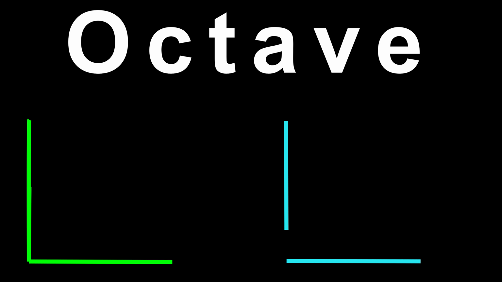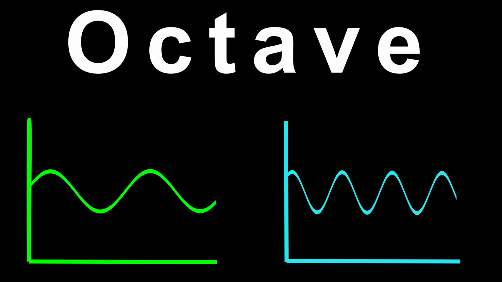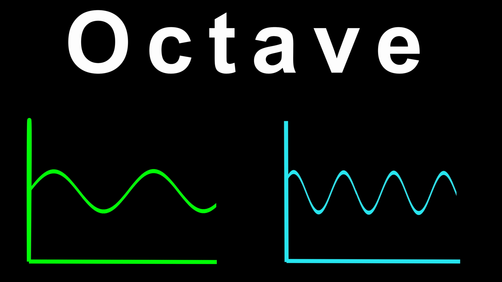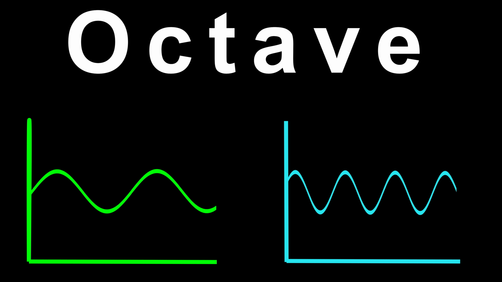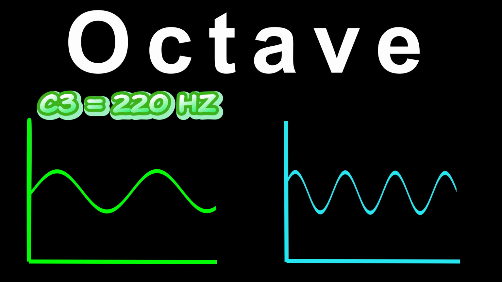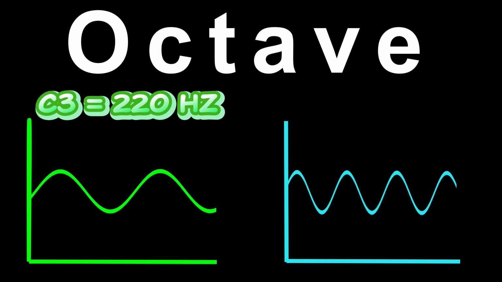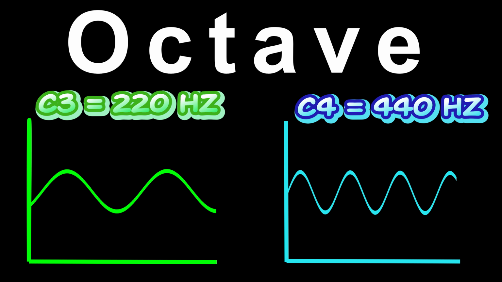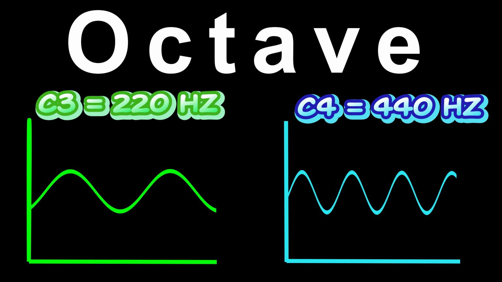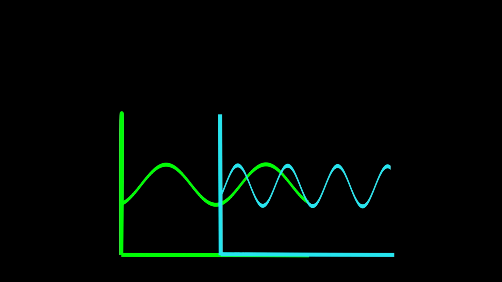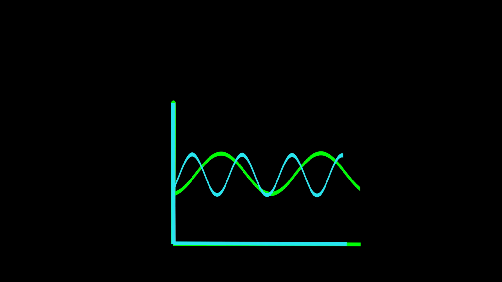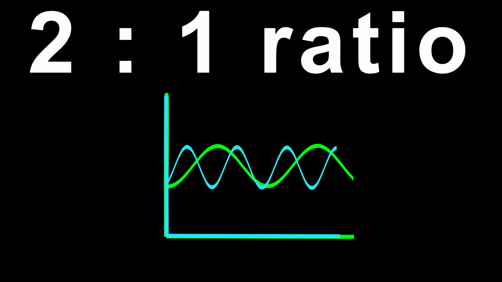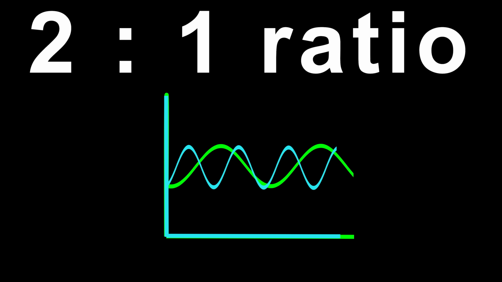In terms of frequency, where we explain pitch using numbers and the unit hertz, the octave relationship involves a doubling of the frequency. For example, middle C, C3, has a frequency of 220 hertz, and the next C4 has a frequency of 440 hertz. If we examine the graph, the waves of C3 and C4 fit well, and we can express this relationship as a 2:1 ratio.